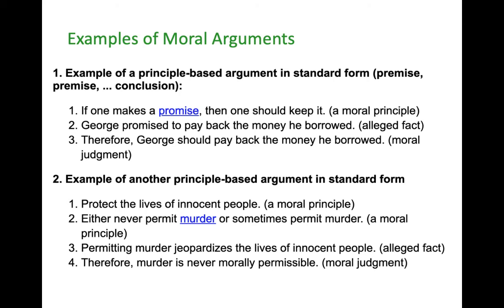Second premise, either we never permit murder or we sometimes permit murder. Now, just think about that. That covers all the possibilities. That claim is just plain true. You either never permit murder or you sometimes do. Right? Now, let's just accept that principle. Now, if we permit murder ever, like sometimes, then that's going to jeopardize the lives of some innocent people, period. It always will. There's always going to be an innocent person being convicted wrongfully.